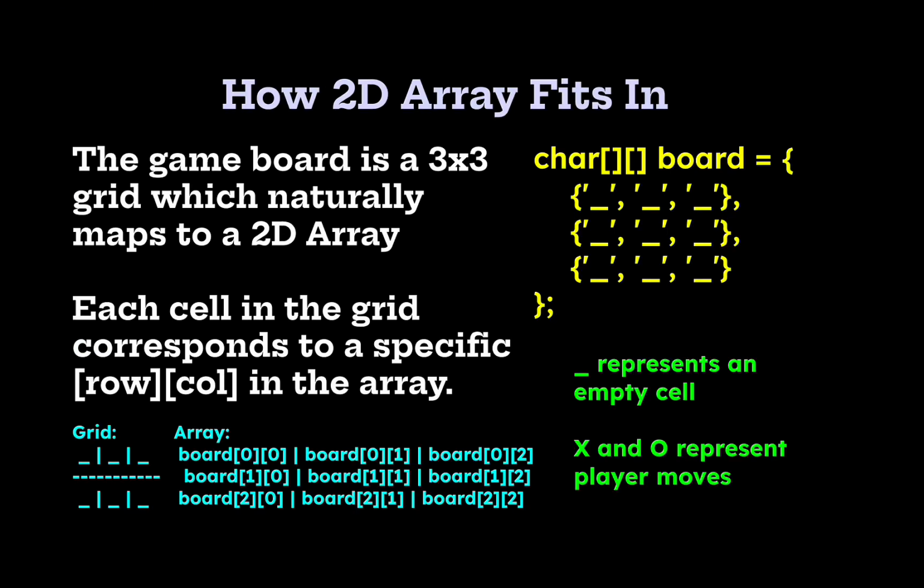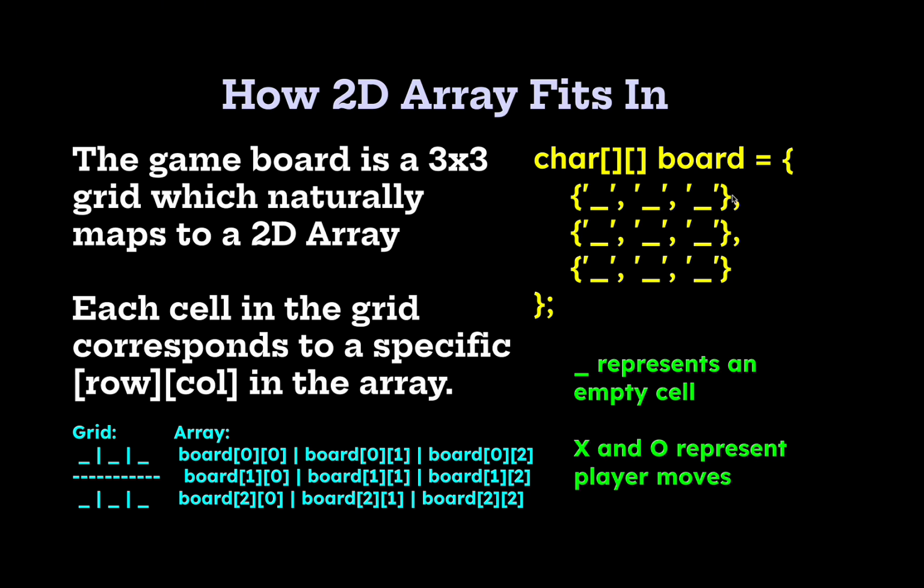But we'll break it down and we'll see how a 2D array even fits into this. Notice that the board itself is a 3x3 grid, and that naturally maps to a 2D array, right? Because we know what the length of that box is. For those who have played the tic-tac-toe game, you know that we just draw out 3 rows and 3 columns, right? And each cell in the grid corresponds to a row and column in the array. So when you're thinking of this, you think of something like board 0, 0, board 0, 1, board 0, 2. This is just to give you a clue.